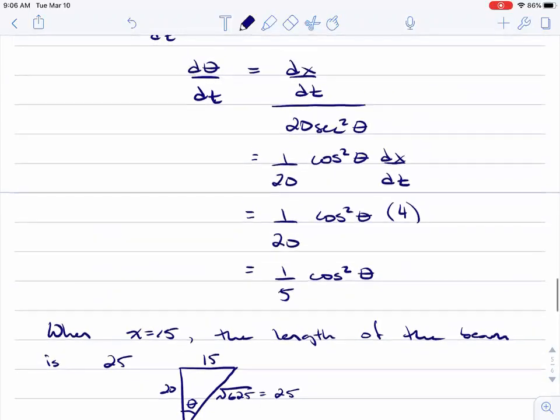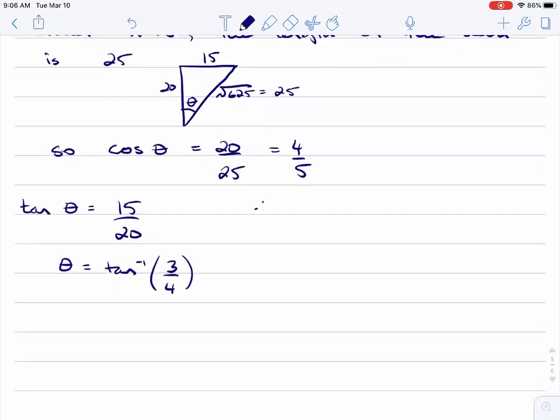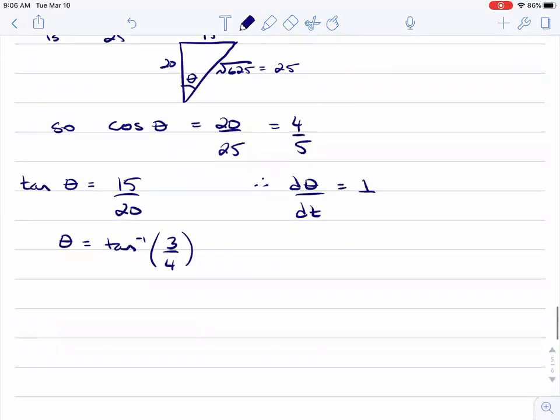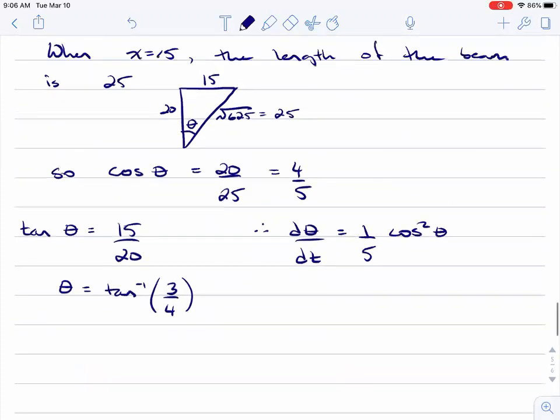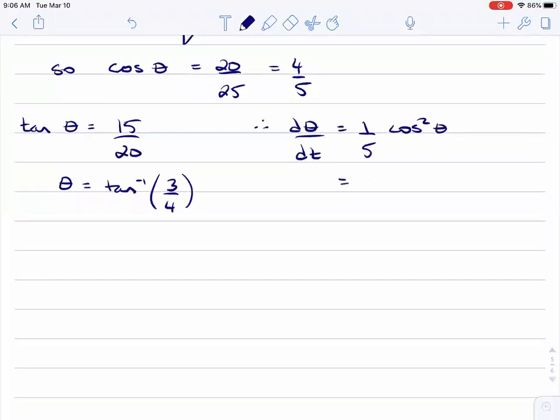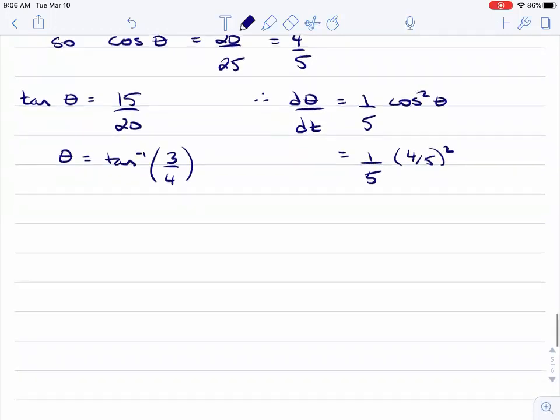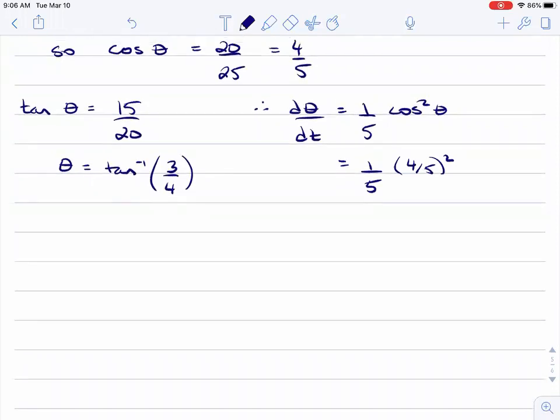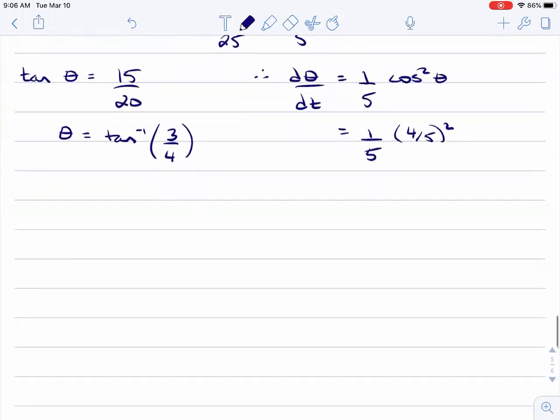And so d theta dt is going to be 1 over 5 cos squared theta, so 1 over 5 times 4 over 5 squared. I get 16 over 125, which is 0.128.